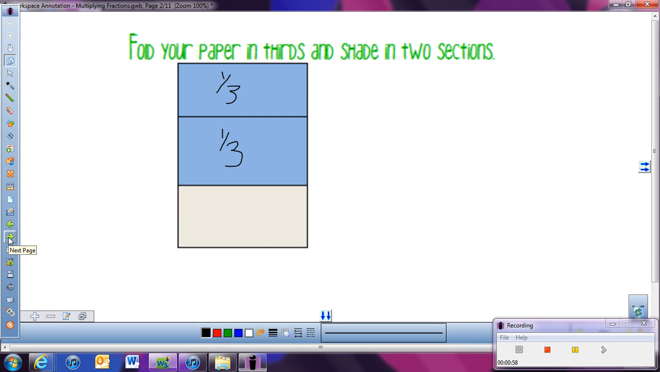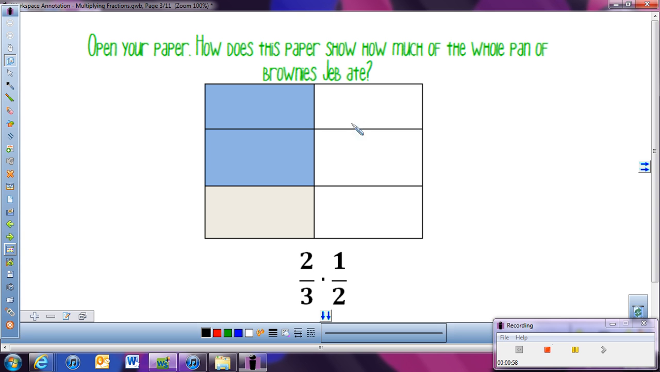And now that we have that, we're going to open it all back up, and here's like that whole pan of brownies. Over here we have the half a pan that was left, and here we have the 2 pieces that Jed ate. So how much out of the whole pan did Jed eat? Well, we can see that he ate 2 pieces out of the total, if we were to cut up the whole thing, 2 out of 6 pieces, which we know we can simplify into 1/3. If I look at my problem over here, I notice that 2 times 1 is 2, and 3 times 2 is 6. That might have something to do with what we're doing when multiplying fractions.